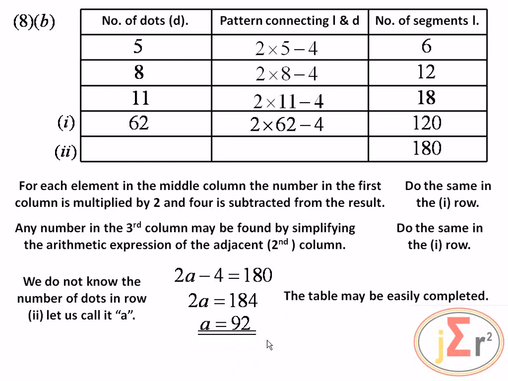The table may be easily completed. So we have here 2 times A minus 4 is equal to 180, and we have determined the value of A. So of course A is 92, and we will say 2 times 92 minus 4, and that is what is required to be inside of that table.